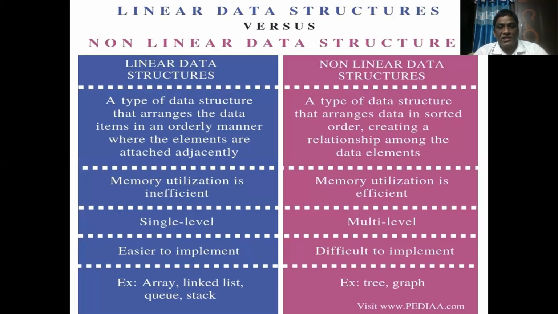And linear data structures are very easy to implement, but non-linear data structures are very difficult to implement, but efficiency is better than linear data structures. So this is about linear data structures and non-linear data structures. You can simply remember that in linear data structures, elements are stored sequentially, whereas in non-linear data structures, elements are not stored sequentially, they are stored in a hierarchy manner, right?